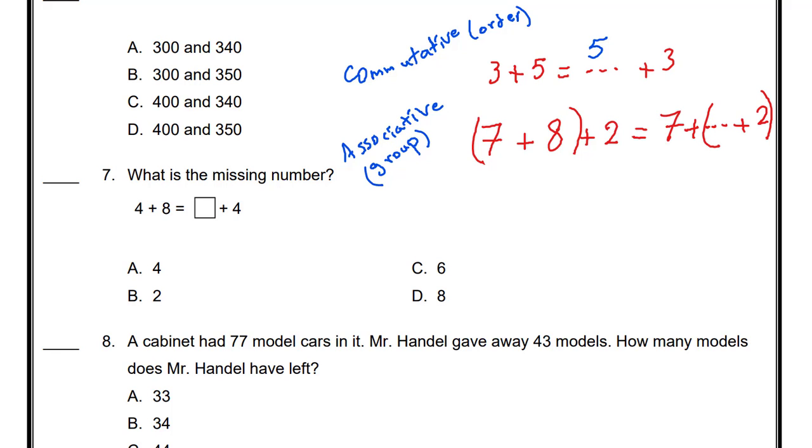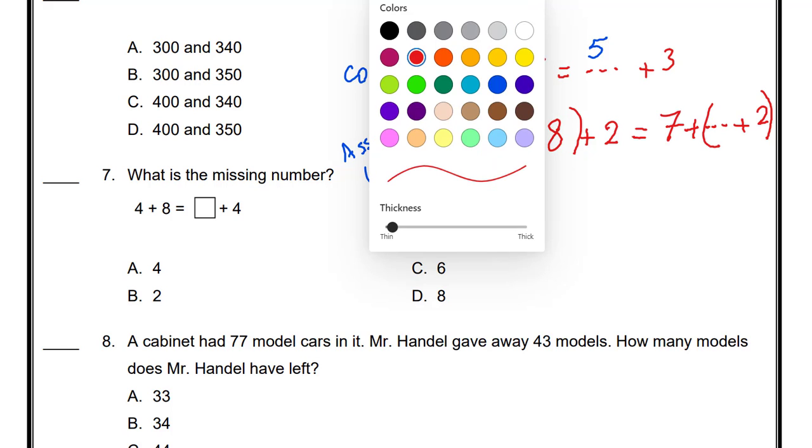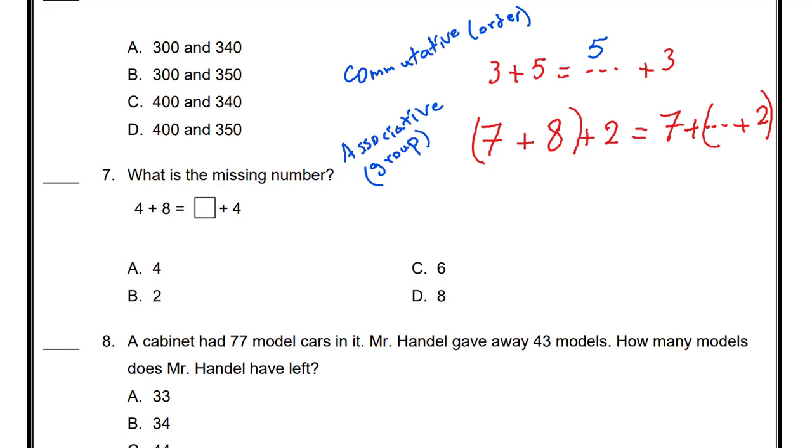Okay, what is the thing that we change here? We change the brackets only. So we don't change the order in this property. The first number is 7, the second number is 8, and the third number is 2. So the only thing that we change is the brackets.